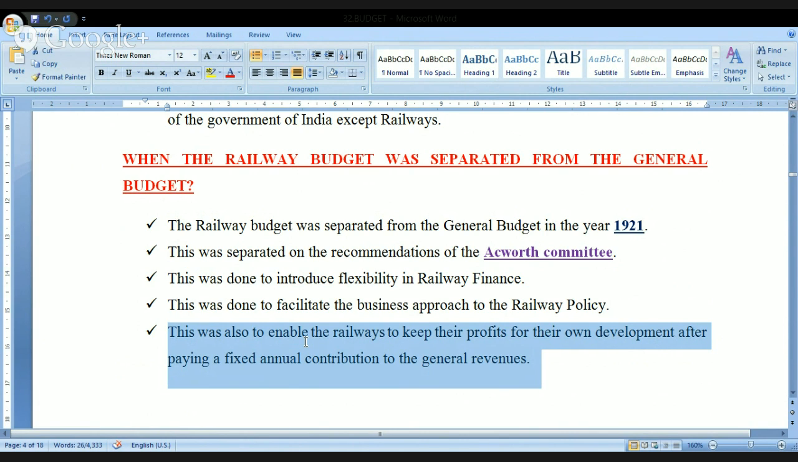Railways will be contributing some fixed amount to the government for the general revenues, and the remaining money that it can use for its own development. Even today also the same things are happening.